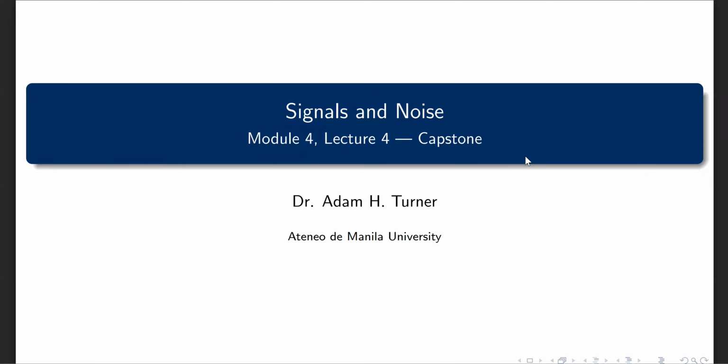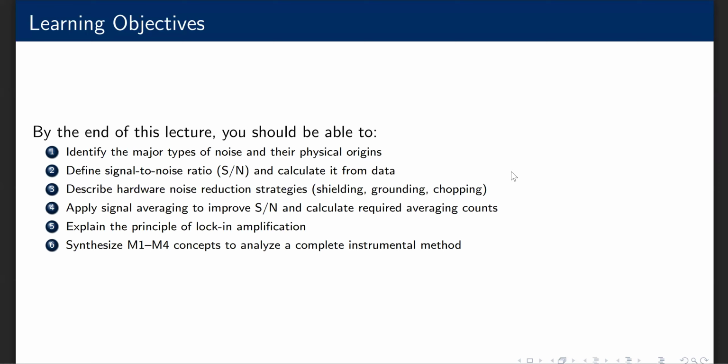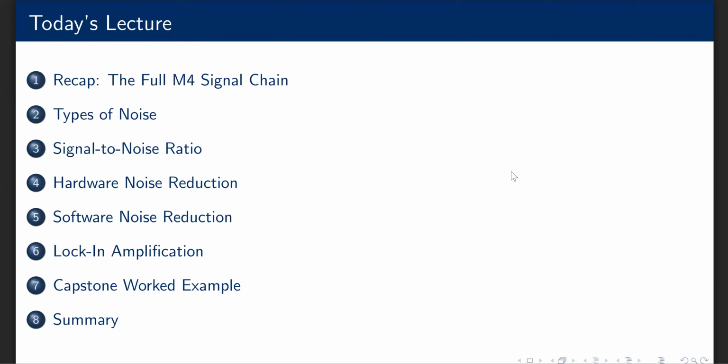So we have 6 objectives here, which is to identify the major types of noise and their physical origins, define signal-to-noise ratio, and so on. We also have this outline of today's lecture where we'll go through all of those, and we'll have a capstone worked example, which will try to lock in how electronics really matter in this course and beyond.